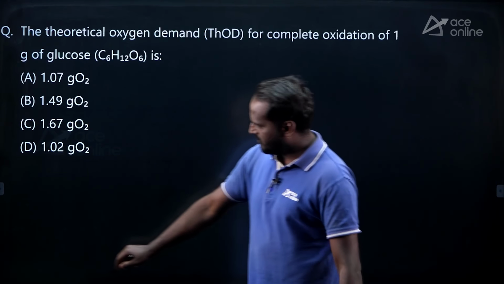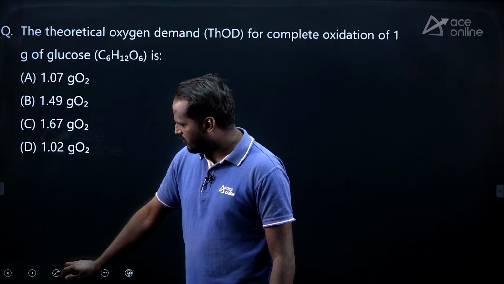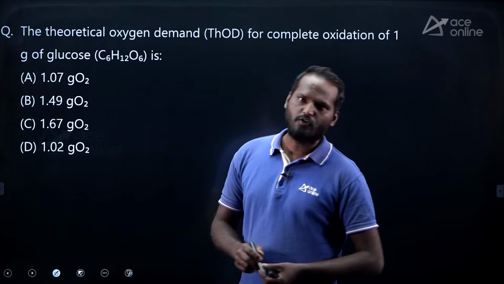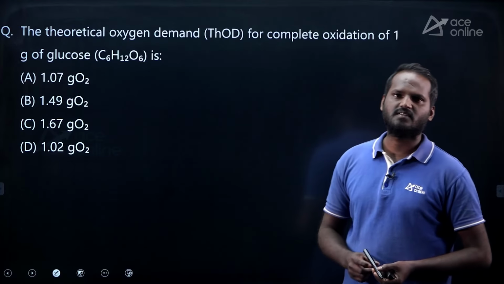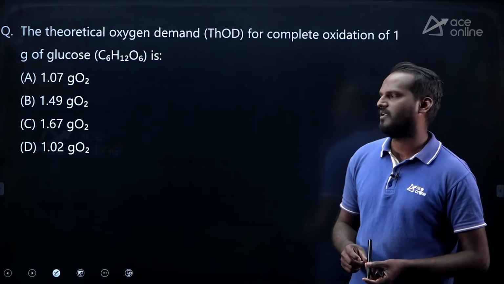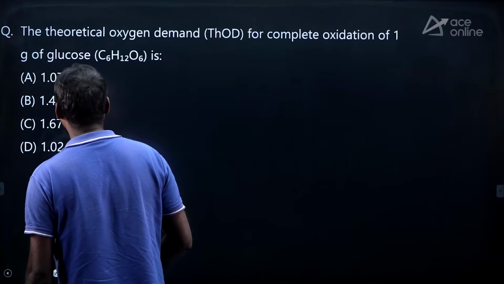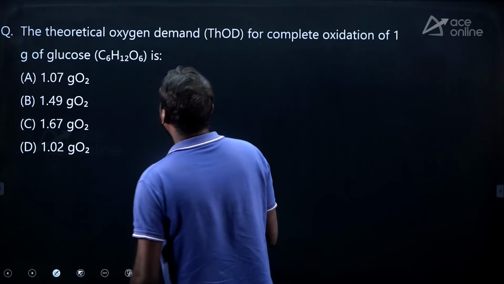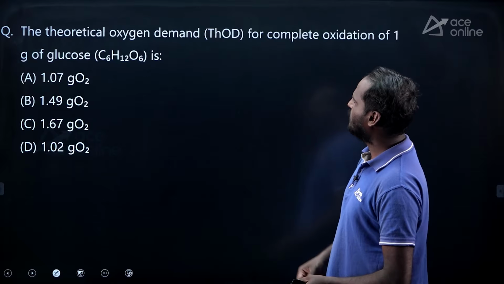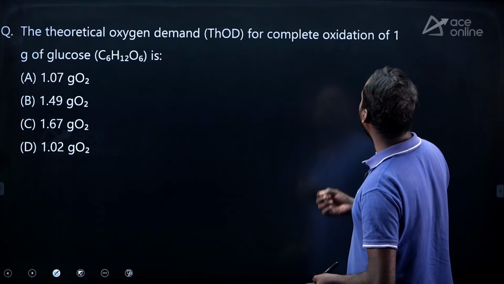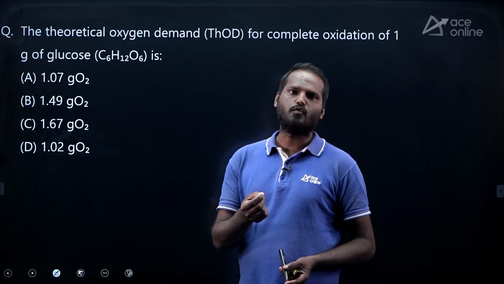Okay, look at this question. This is the basic question asked from BOD. He has mentioned a theoretical oxygen demand, right? Very easy question. Without a calculator, you can easily solve it. See what he is actually asking: THOD for complete oxidation of 1 gram of glucose.